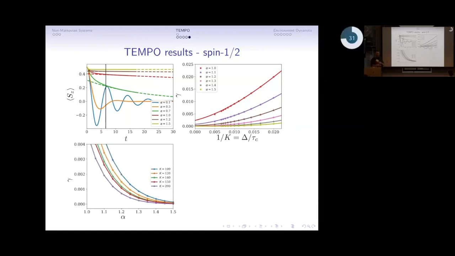So you can plot the same data in a different way. So this is now versus coupling to the environment and with different values for this memory length, so 100 up to 200 memory points. And you see that this is clearly moving down to a finite value for some values of alpha around here, and it's clearly scaling down to 0 at large alpha values.